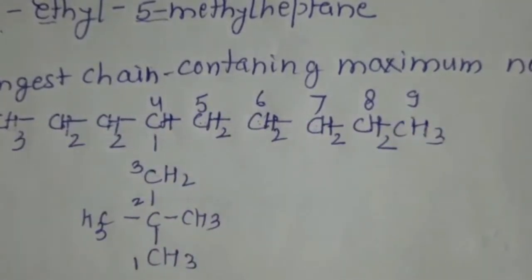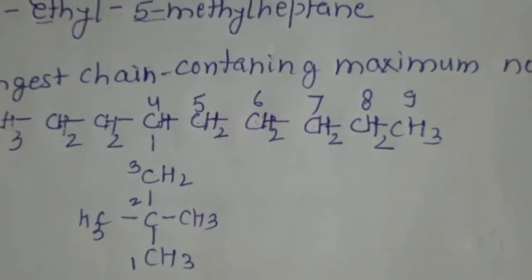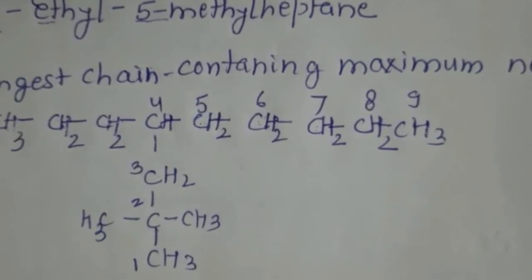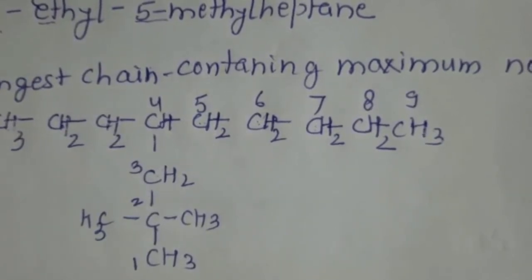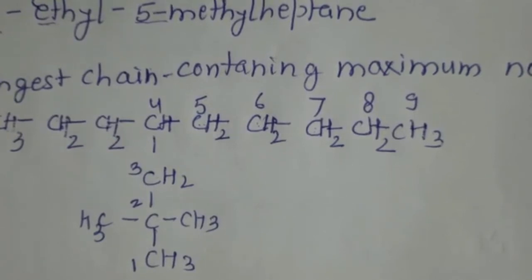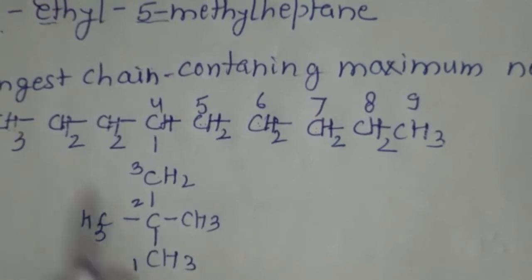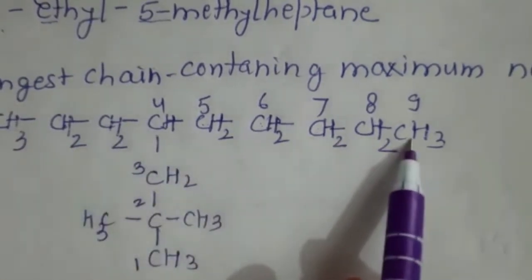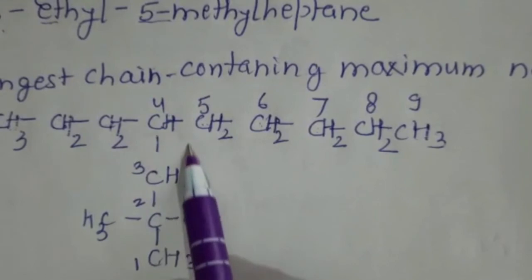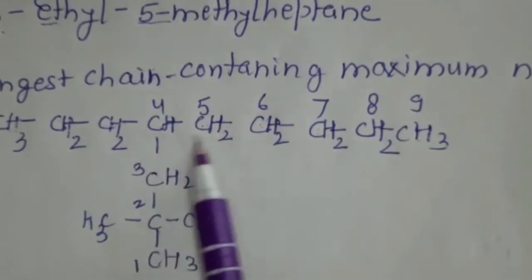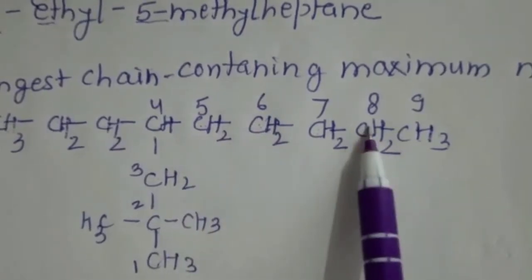Then in that case, always remember, if more than one chain contains the same maximum number of carbon atoms, then you have to be vigilant that the chain which is containing the maximum number of substituents will be the principal chain. Suppose both of them contain the same number of carbon atoms. This straight chain contains 9 carbon atoms, and this chain also contains 9 carbon atoms. So in this example, the longest chain containing the maximum number of carbon atoms is 9.